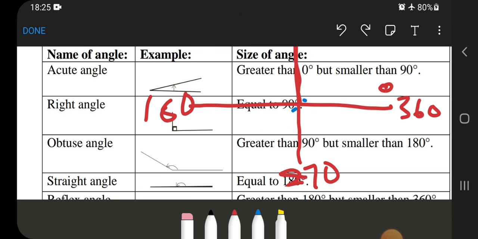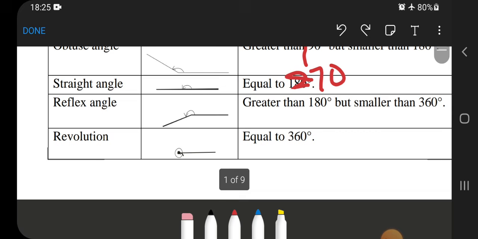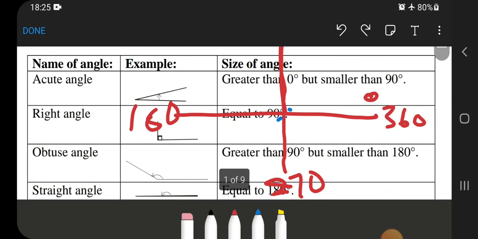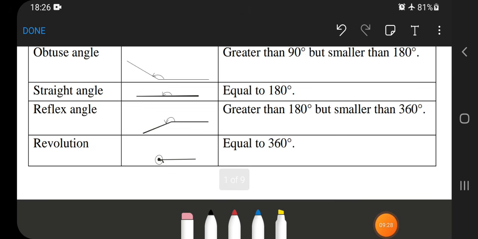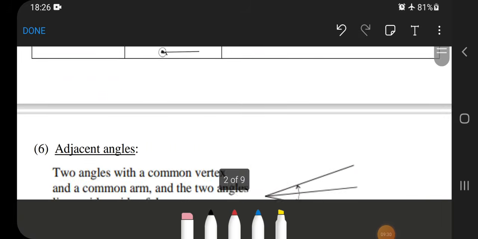Now we're going to talk about a revolution. A revolution is a turn around a point in a circle. This is 90, this is 90, this is 90, this is 90. They all make 360. So they are revolution angles around a point. All right, so we are done with angles.